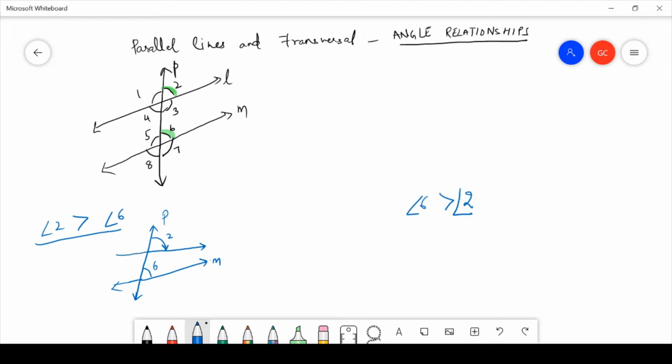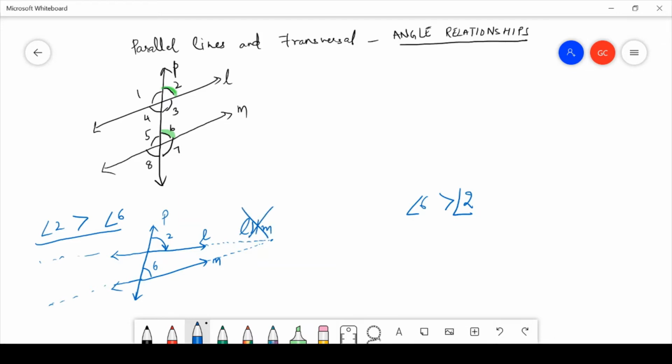So I end up rotating it more for angle 2. On this side the lines go away from each other, but if you look towards this side, because angle 2 has rotated more than angle 6, they come together and end up intersecting at some point here. Which means lines L and M are no longer going to be parallel. So if angle 2 is greater than angle 6, lines L and M will not be parallel.